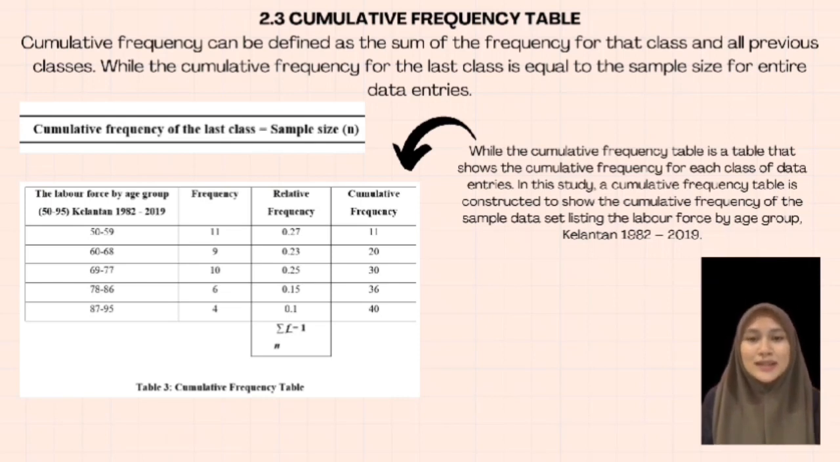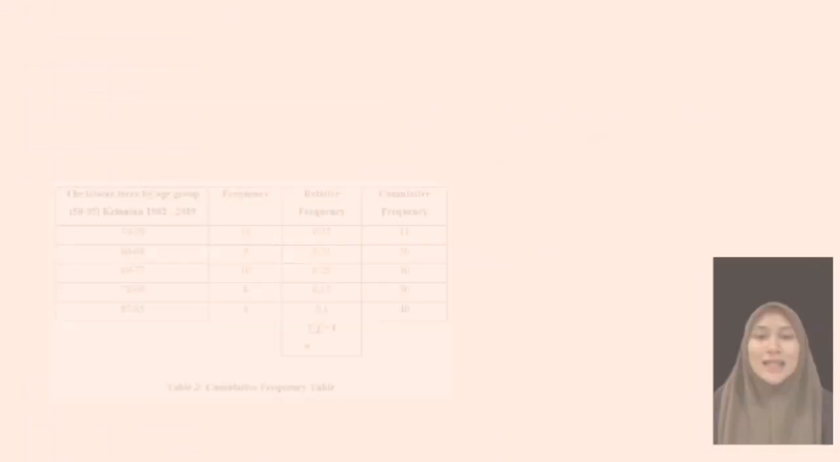2.3 Cumulative frequency table. Cumulative frequency can be defined as the sum of the frequency for that class and all previous classes, while the cumulative frequency for the last class is equal to the sample size for entire data entries. Formula: cumulative frequency of the last class equals sample size. While the cumulative frequency table is a table that shows the cumulative frequency for each class of data entries. In this study, a cumulative frequency table is constructed to show the cumulative frequency of the sample dataset listing the labor force by age group, 1982 until 2019.